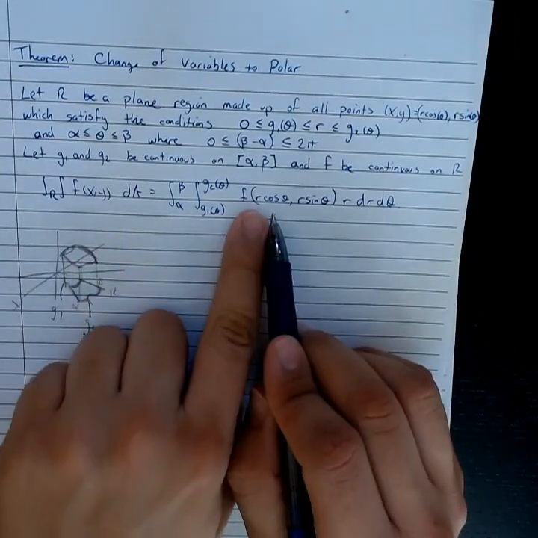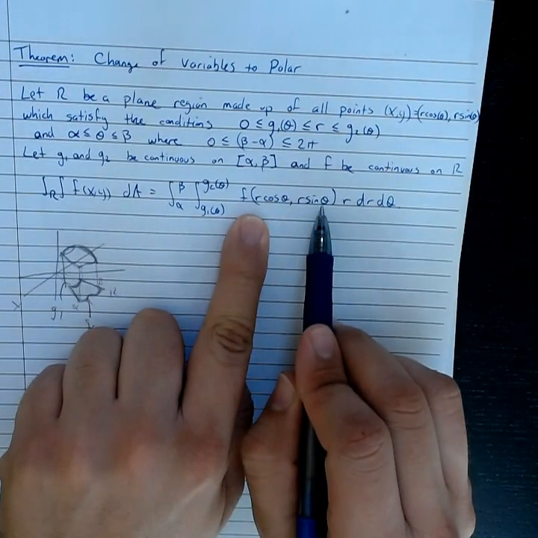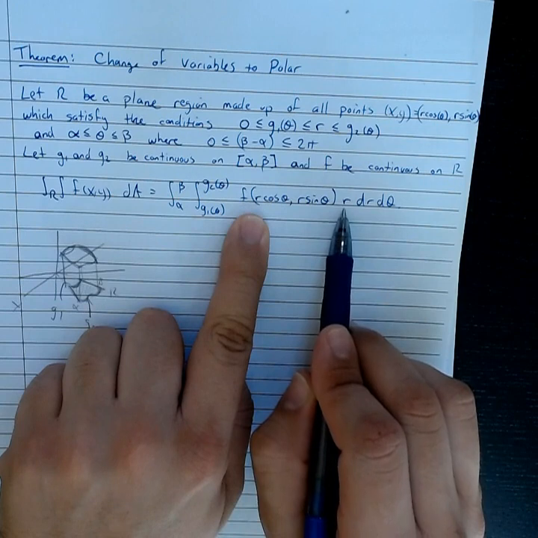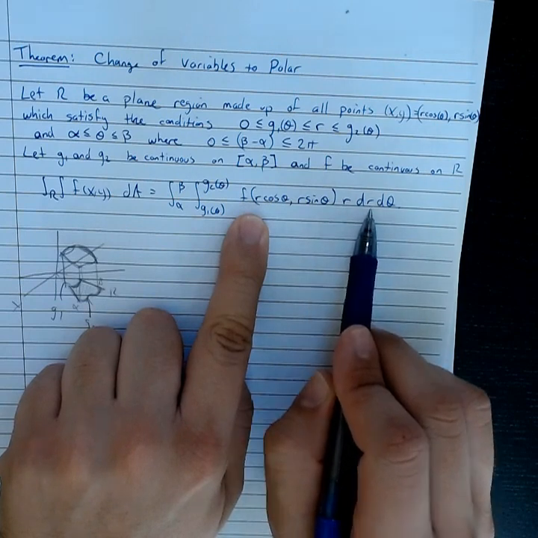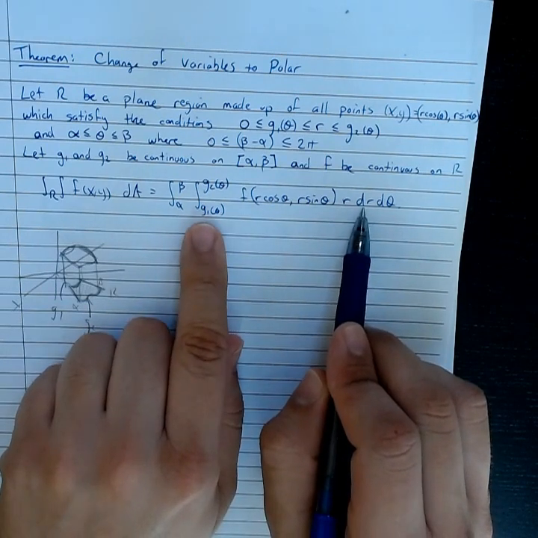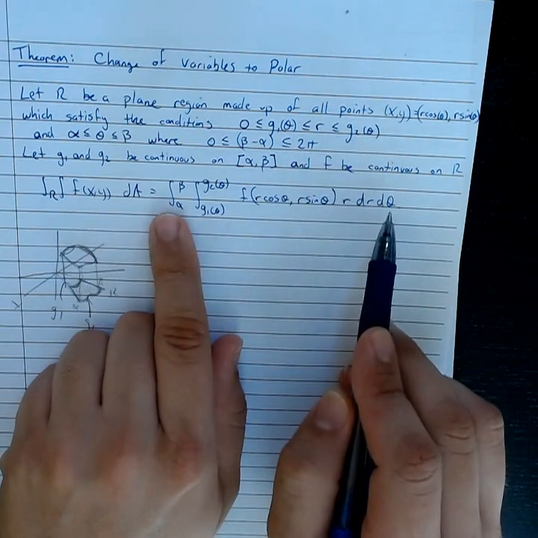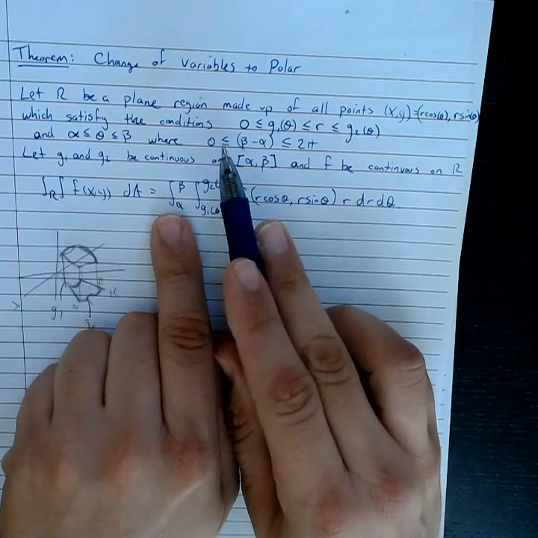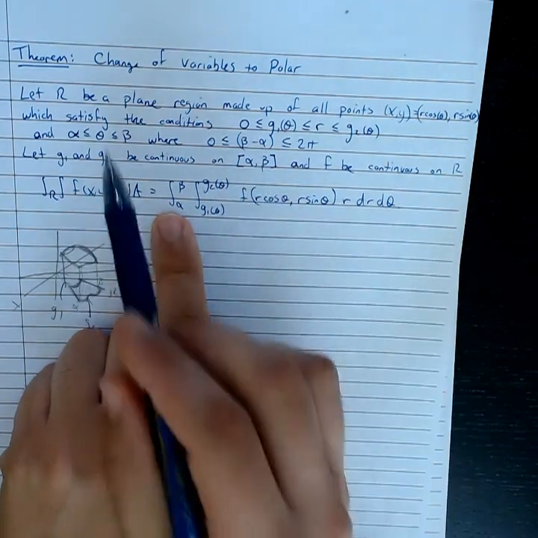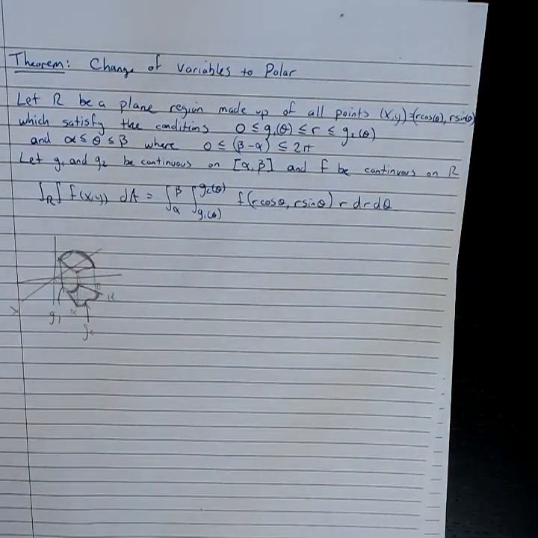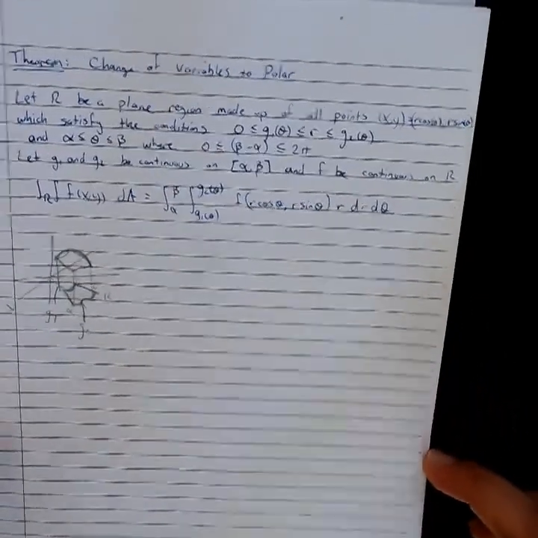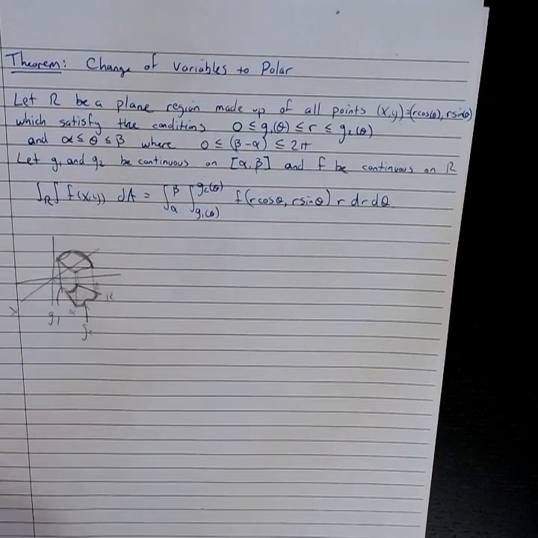This is now f of r cosine theta, r sine theta. Here there's the Jacobian, an extra factor of r. You would first integrate with respect to r, so here that would be a function of theta. But then you would integrate at the end with respect to theta, which are just a couple of constants, alpha and beta. Right? And this just formalizes what we sketched out on the previous page.